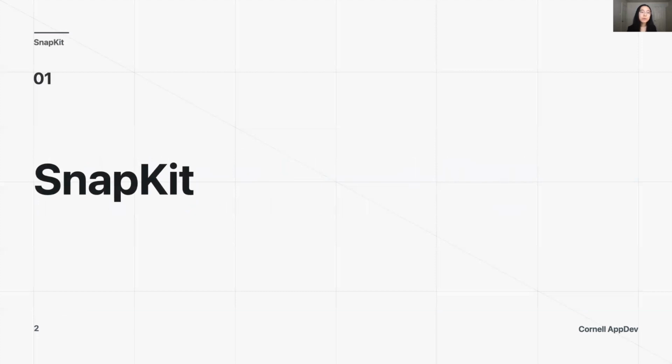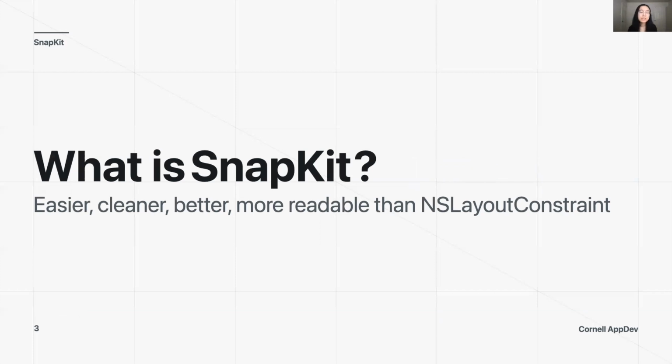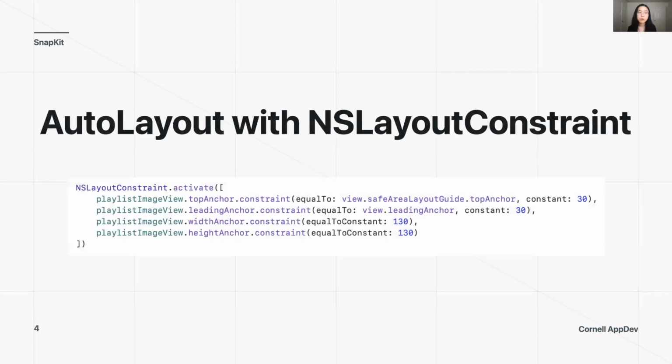So to start off, we'll talk about SnapKit. It's a CocoaPod similar to Alamofire. And what is SnapKit? It's a CocoaPod that makes your constraints both easier to read and write compared to NSLayoutConstraint, right? With NSLayoutConstraint, if you look at this block of code, if I wanted to constrain this playlist image view, I would constrain it with NSLayoutConstraint.activate.